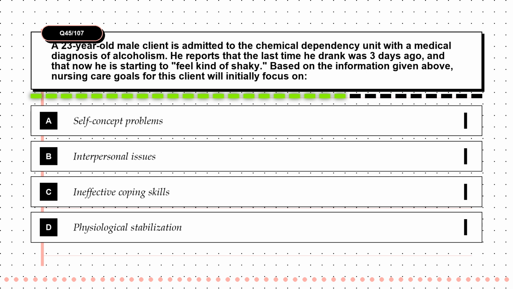He reports that the last time he drank was 3 days ago, and that now he is starting to feel kind of shaky. Based on the information given above, nursing care goals for this client will initially focus on. Here are the options. Option A. Self-concept problems. Option B. Interpersonal issues. Option C. Ineffective coping skills. Option D. Physiological stabilization.